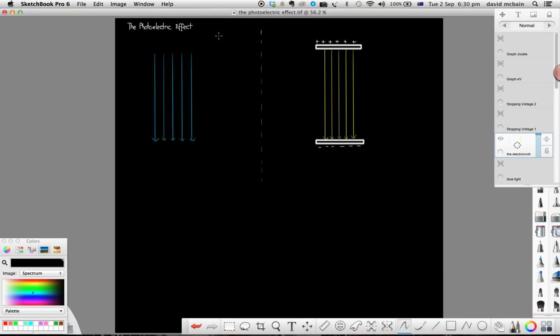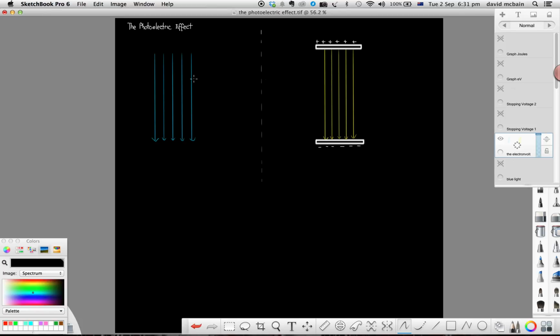Welcome to our fourth screencast on the photoelectric effect. What I'd like to talk about on this particular occasion is the origin of the electron volt. Hopefully you'll be able to understand where the electron volts come from and why it's such a useful way of measuring energy, particularly for very, very small objects such as atoms and things that are smaller than atoms.